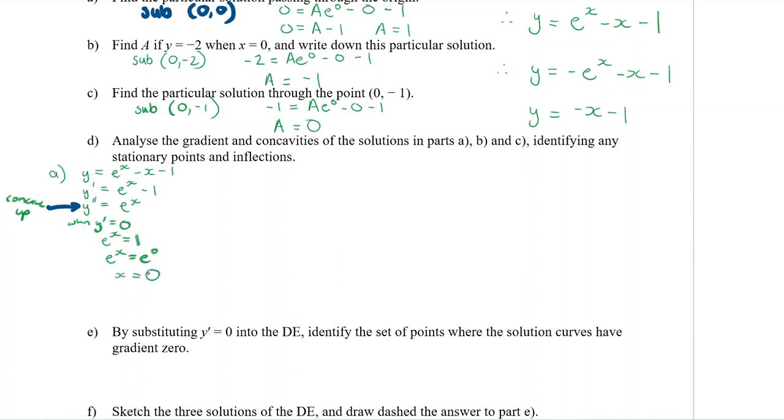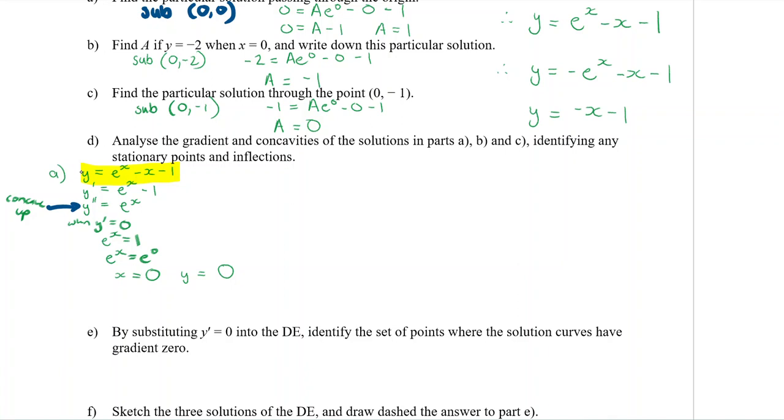If x is equal to 0, because I want a point, what would y be equal to? Sub x equals 0 back into the very top line. e to the 0 is 1, minus 0 minus 1. It is 0. Yeah, we knew that from before. But now we know the turning point is at the origin. But yes, we did know that the curve went through the origin. Good point, Logan. I subbed it into the y equation.